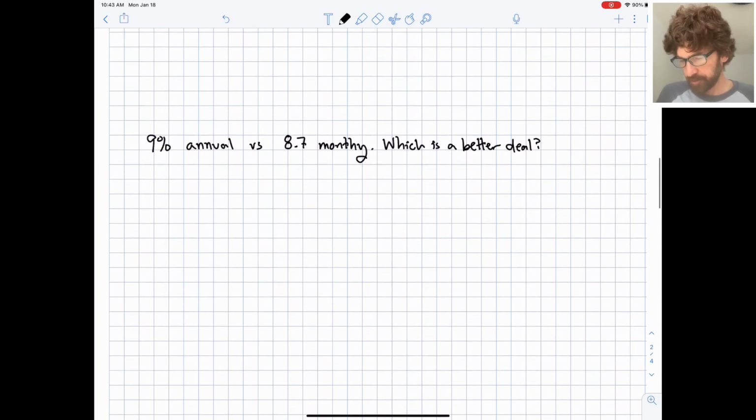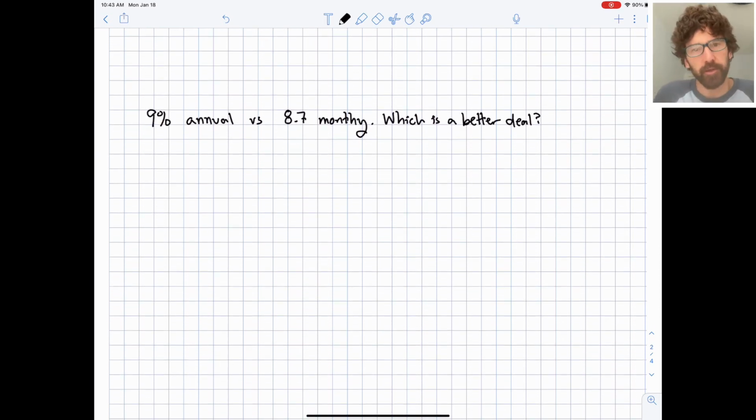And then the last problem we'll do today is thinking about which would be a better deal, a 9% annually compounding interest rate, or an 8.7% monthly compounded interest rate. Okay. Hopefully you can see that the more frequent the compounding, the more money we will earn, all of the things being equal. But in this case, we have a slightly lower interest rate with that higher compounding.